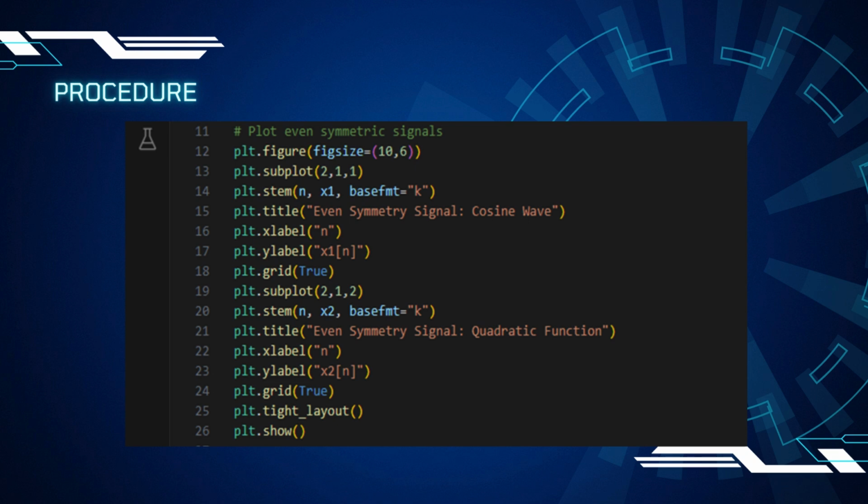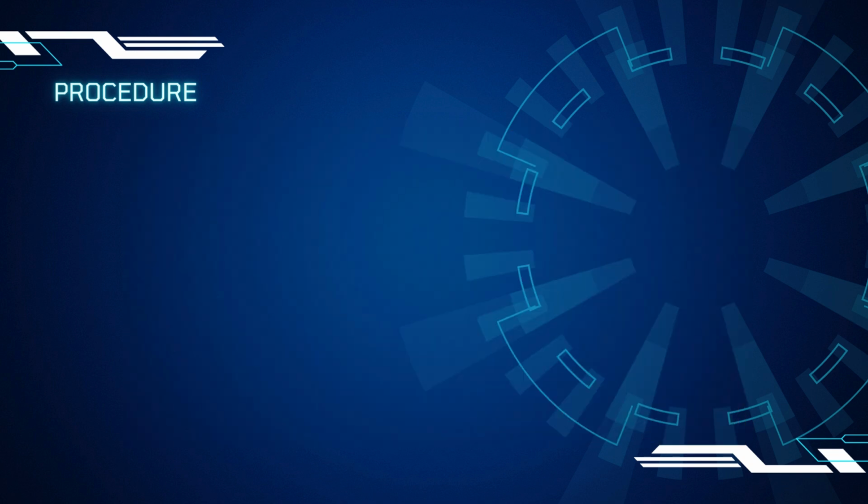We also add a title and labels for clarity, and repeat the same step for the second subplot, which displays the quadratic function. This function prevents overlapping text, and this function displays both plots together.